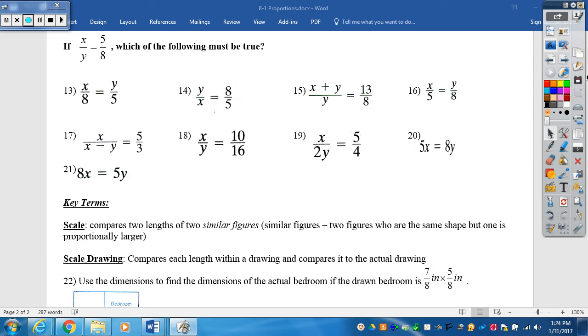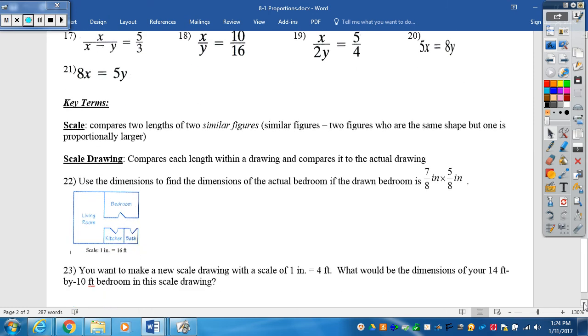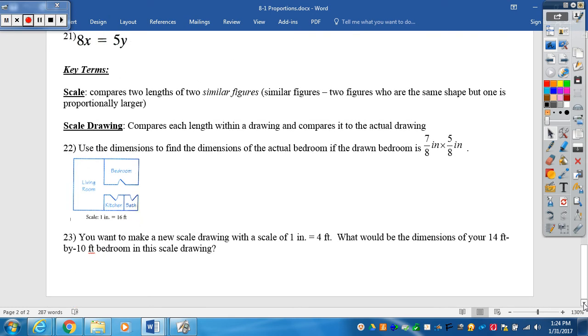Okay. All right, now the last thing I want to do to finish things off is to go ahead and look at this last couple problems down here. Okay, so key terms. Scale. We're going to be talking a lot about the scale factor over the next couple of days. But to start off, the word scale compares two lengths of two similar figures. Similar figures are two figures who are the same shape, but one is proportionally larger. Okay, makes sense. Proportionally. Everything looks the same. Nothing's distorted. It's just proportionally larger.